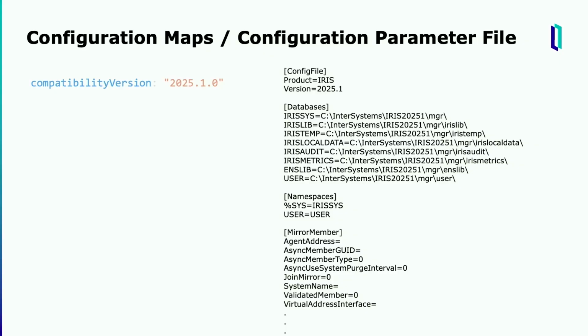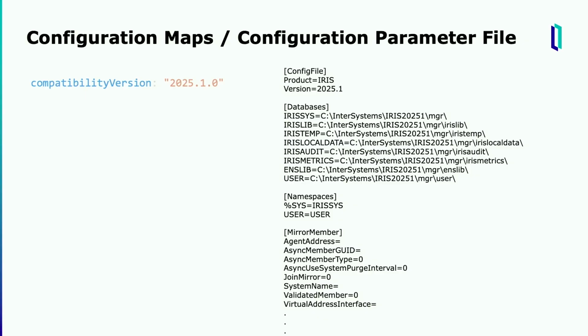Next, the compatibility version field. Multiple versions of IKO work against multiple versions of Iris. The trick here is, though, that each version of Iris may have slightly different configuration file formats. Iris CPF file, properties change, parameters change. There's also, for web gateway, the csp.ini file. And IKO needs to know what version of these configuration files to generate. It tries to make an educated guess based on the tag of your Iris image, but that's not always successful, especially if you've customized the Iris image and made up your own tag.